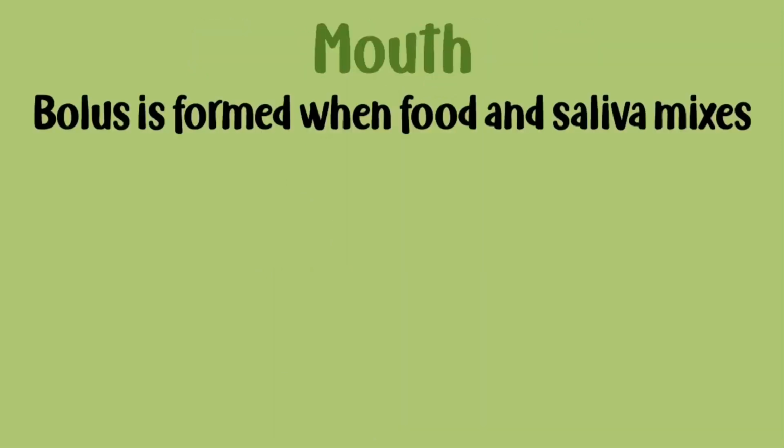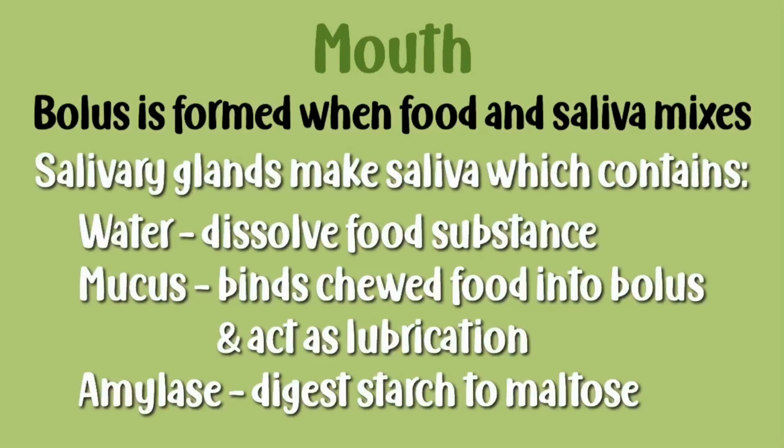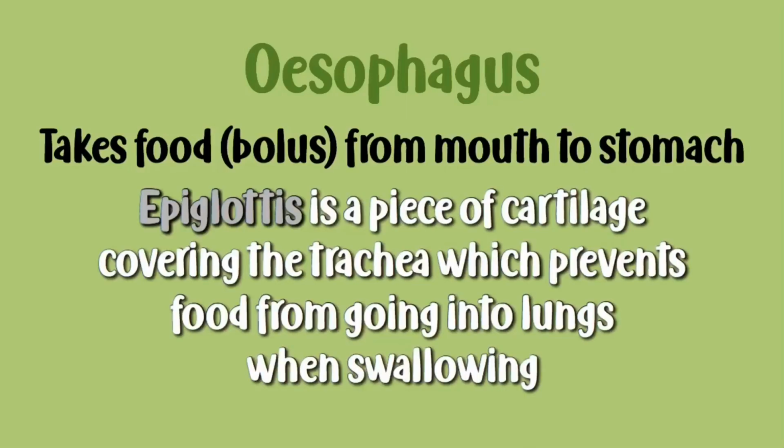Let's begin with the mouth. A bolus is formed when food and saliva mix together. Salivary glands make saliva, which contains water that dissolves food substances, mucus, which binds chewed food into bolus and acts as lubrication, and amylase, which digests starch to maltose. And then we have the esophagus, which takes food, the bolus, from mouth to the stomach. The epiglottis is a piece of cartilage covering the trachea which prevents food from going into the lungs when swallowing.